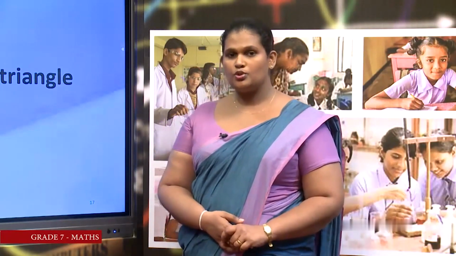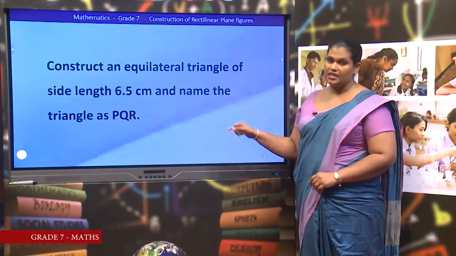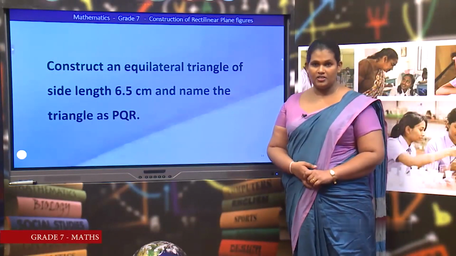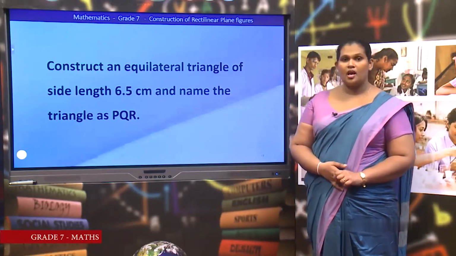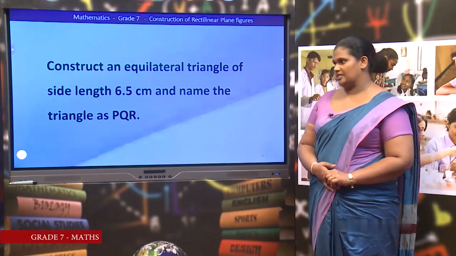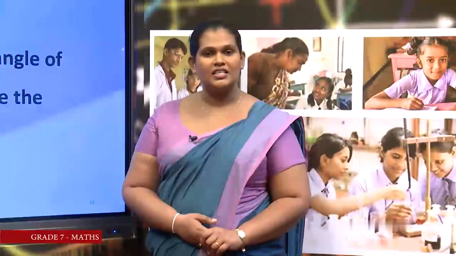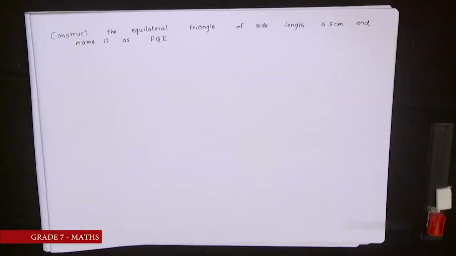So, we will move on to another construction of an equilateral triangle. Previously, the side length was a whole number. This time, we are going to get a side length with decimals. So, now we are going to construct the equilateral triangle of side length 6.5 centimeters and then we are going to name the triangle as PQR. So, we will move on to the construction once again.